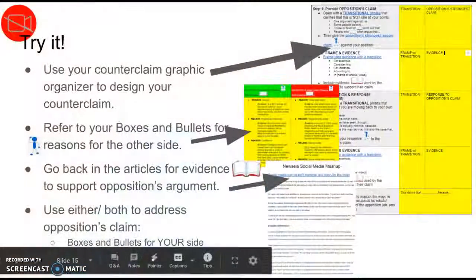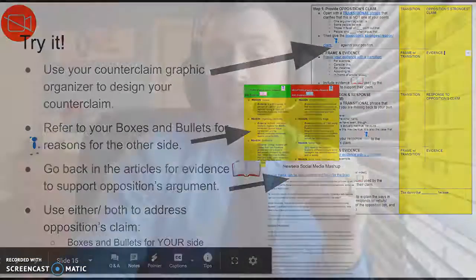Remember, we need those 5 book club questions ready by next class. And just these yellow boxes here, those need to be finished before next class. If you have any questions, shoot me an email. Otherwise, good luck. You got this.